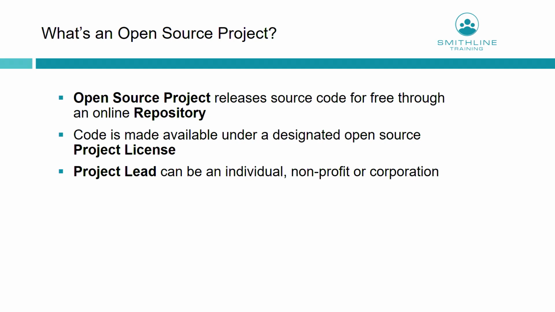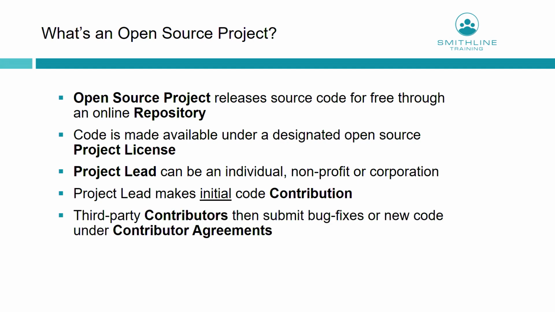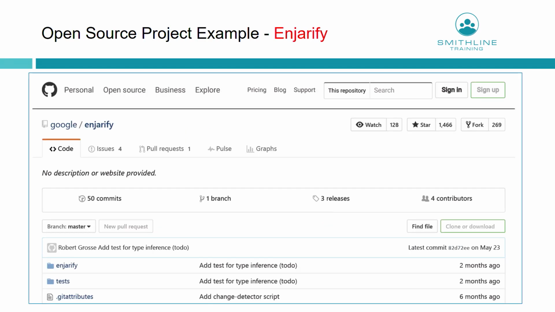Project leads can be individuals, they can be nonprofits, and they can be corporations. The project lead makes an initial contribution of code to the project, and that's the code that starts the project out. Third-party contributors then contribute bug fixes or even whole new modules of code to the project, and they typically do that under what's called a contributor agreement. And we'll talk more about those in a minute as well.